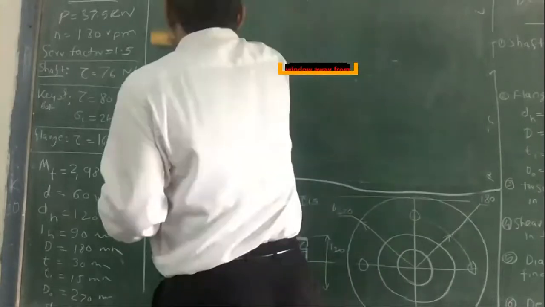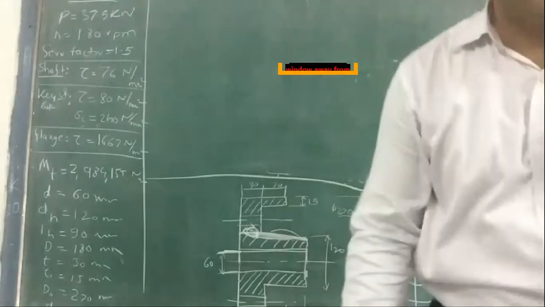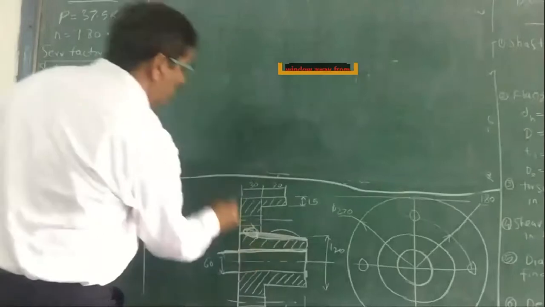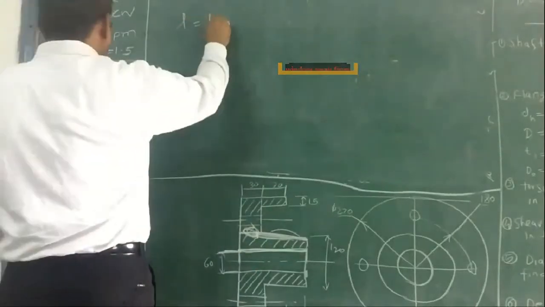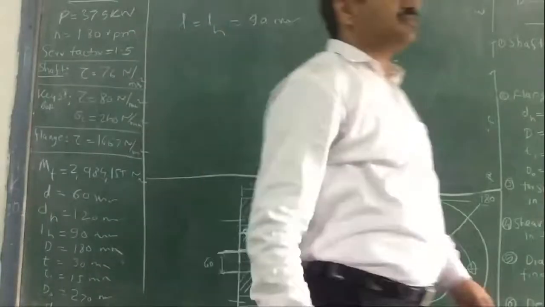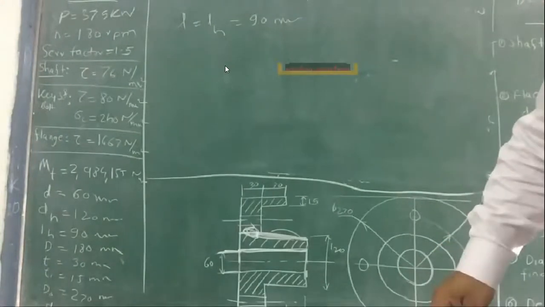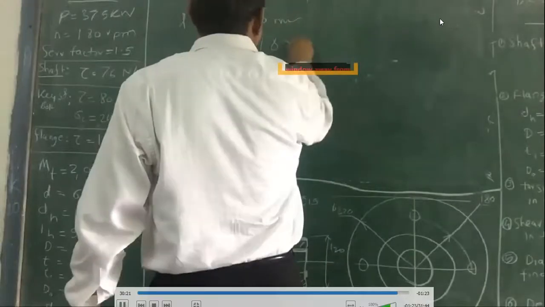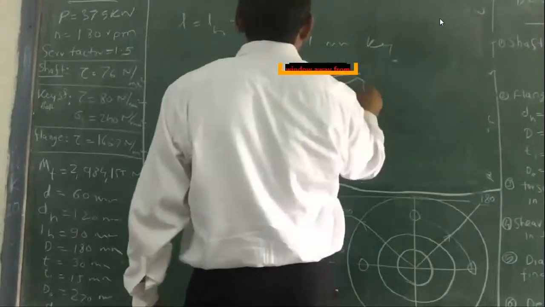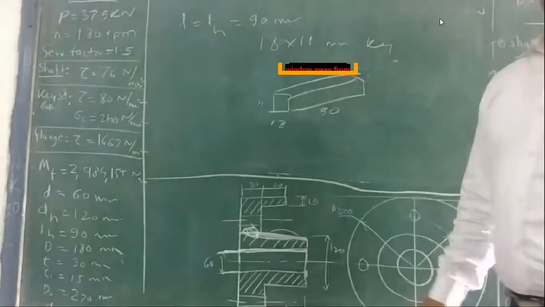Okay, and after that, the last step will be finding out the dimensions of the key. Here the length of the key will be the length of the hub. So the length of the key will be equal to LH, which is equal to 90 mm. We will take a standard 18 by 11 mm key. So the cross section of the key is like this. Length is 90, and 18 and 11. This is how we are using the key.